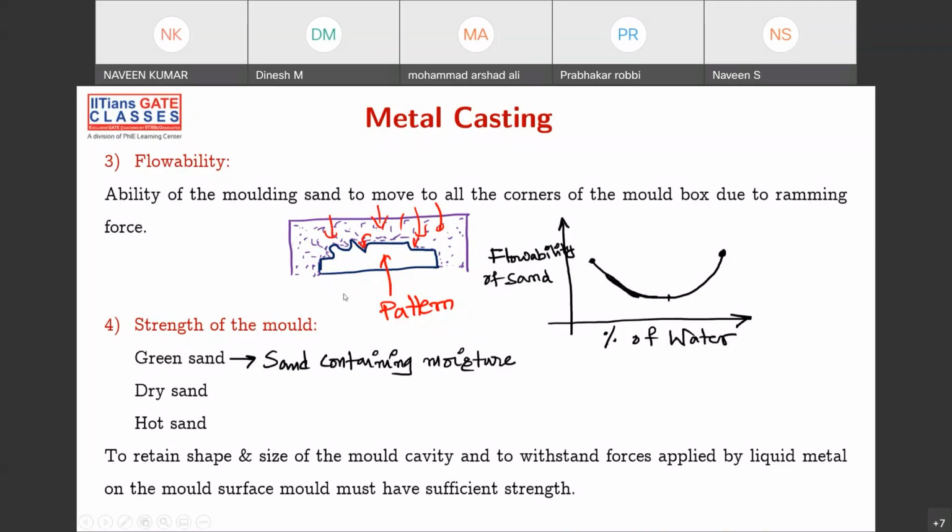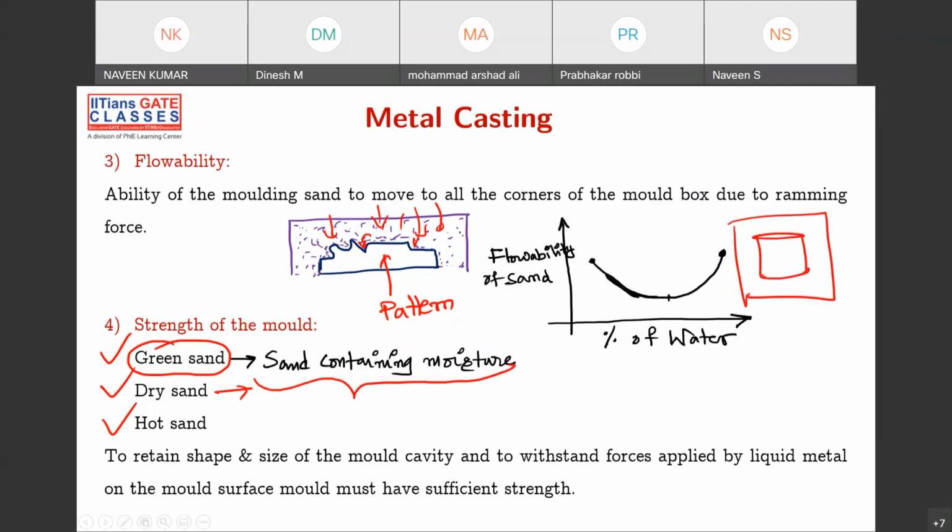Next is strength. There are 3 different strengths: green strength, dry strength, and hot strength. Green means sand containing moisture. Strength is what you measure if you apply compression or whatever load, when the moisture is there. Dry, in the sense that you take this green sand sample and put it in an oven for some time. What will happen? All the moisture content is gone. Now there is no moisture, and that is known as dry sand.